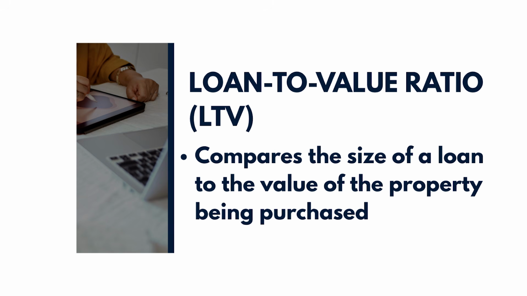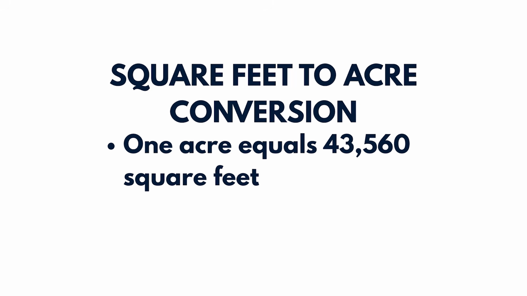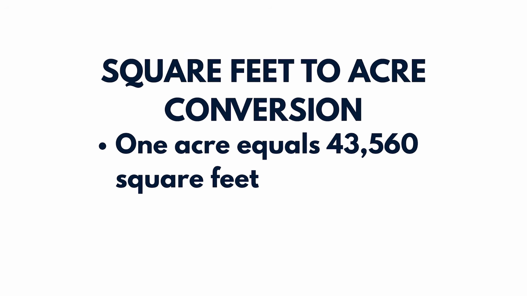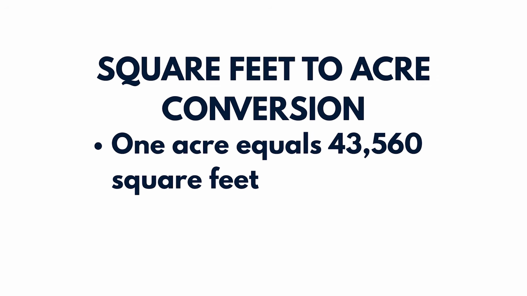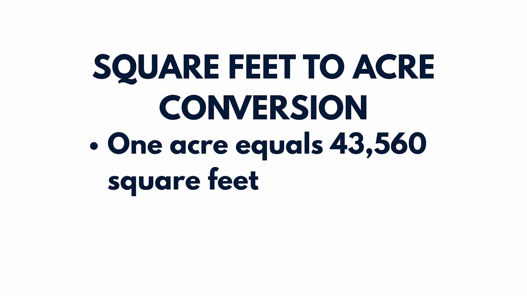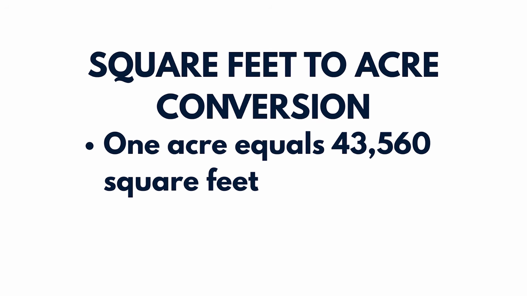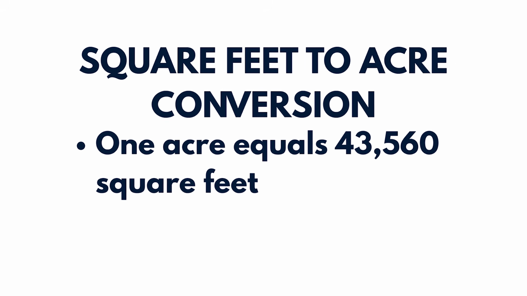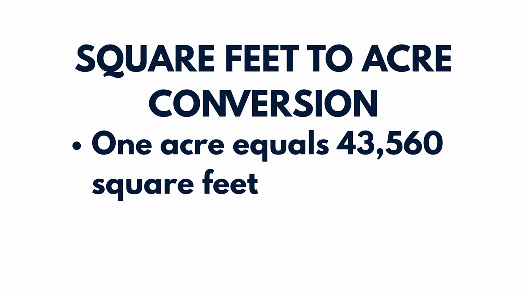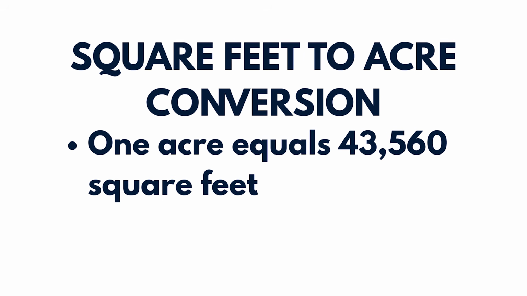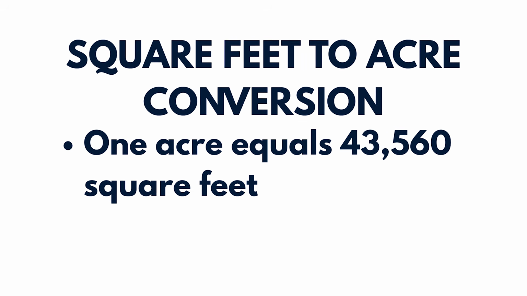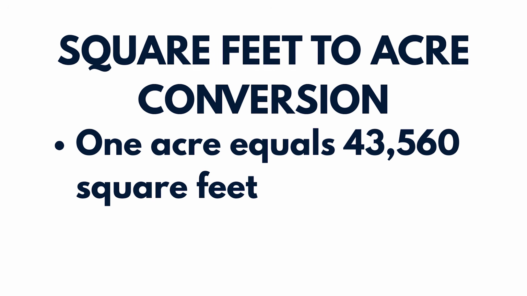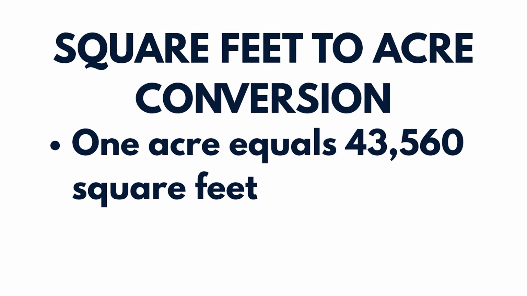Another important concept in real estate math is acreage and land measurement. Real estate professionals often work with square footage and acreage when evaluating land. 1 acre equals 43,560 square feet. This conversion is commonly tested on real estate licensing exams. For example, if a parcel of land contains 87,120 square feet, dividing by 43,560 tells us the property contains 2 acres. Next, let's review a common concept related to commissions.